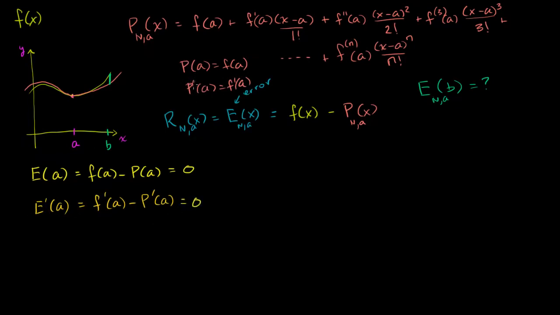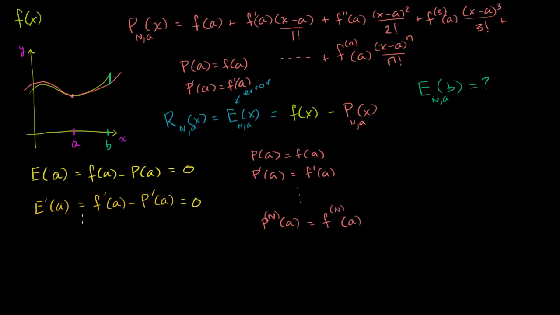And this general property is true up to and including n. So let me write this down. We already know that p of a is equal to f of a. We already know that p prime of a is equal to f prime of a. This really comes straight out of the definition of the Taylor polynomials. And this is going to be true all the way until the nth derivative of our polynomial evaluated at a, not everywhere, just evaluated at a, is going to be equal to the nth derivative of our function evaluated at a.